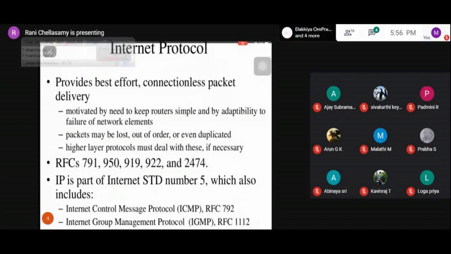Coming on to the Internet Group Management Protocol, that is IGMP. It is a common protocol used by the host machine and the adjacent routers. Mainly IPv4 will be using this IGMP to establish multicasting communications. In order to establish a multicasting communication, the IGMP protocol is used.